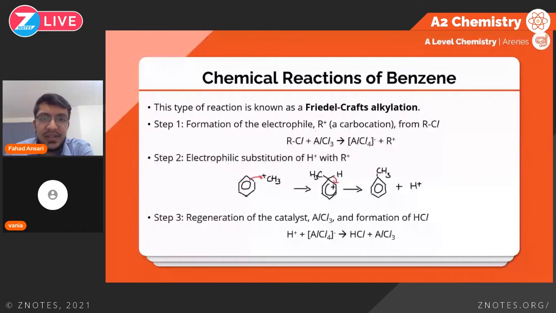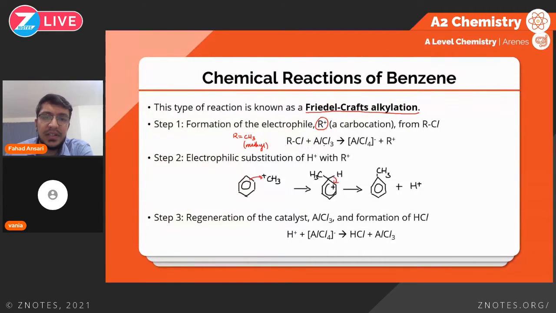So this reaction is known as a Friedel-Crafts alkylation, named after the scientists who discovered this reaction. So the first step is formation of the electrophile R positive. This is a carbocation. Let's say, for example, that our alkyl chloride is methyl chloride. So let's say that the R group over here is CH3. It's a methyl group.